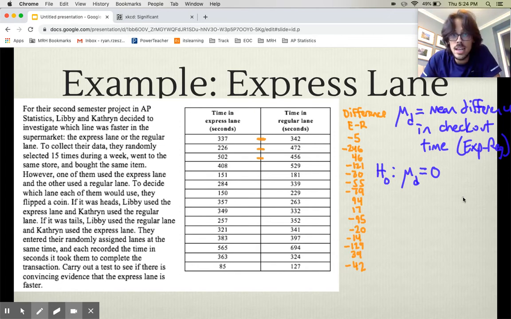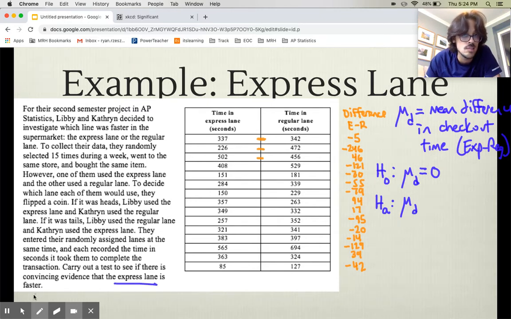We are seeking out evidence in this problem for our alternative. We think that actually the express should be faster. So if there's convincing evidence that the express lane is faster, what would that mean? Is that a positive answer or a negative answer for the mean difference? We did already talk about that, but express is faster if it's a smaller number, which would mean that you get a negative answer. So we are seeking out evidence that actually the average of all these orange numbers right here is less than 0. That would mean that on average, the express lane is faster.